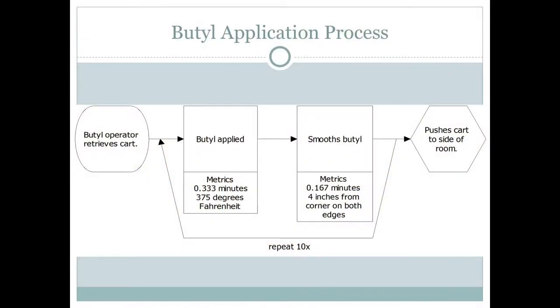The next process is the butyl application process. The operator will use a sort of gun to apply butyl on the corner of the module where the screw is located. The operator will apply about 4 inches on the top and 4 inches down the side. Once they have applied it, they will use a smoothing tool to get an even coating on the butyl for easier assembly.